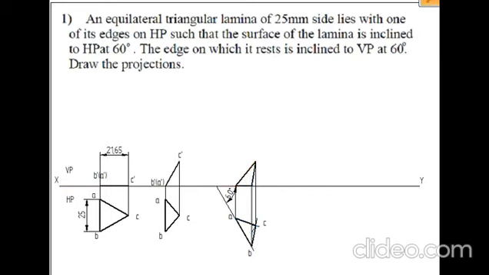Now we have to mention the points. So this will become A dash, this is B dash, and this is C dash. So this is how we have to represent a lamina which is being tilted at some particular angle with respect to some reference plane. This is the problem which I wanted to discuss, how to manually draw the equilateral triangle lamina.